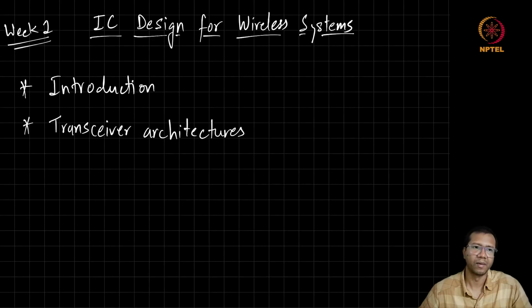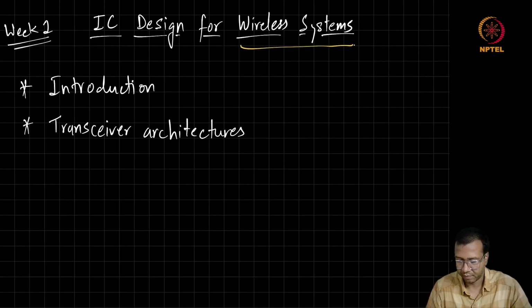This is week 1 of the IC Design for Wireless Systems course. In this week, we will be covering an introduction to what a wireless system is, and then we will move on to discussing various architectures which can be used to design a wireless system. To start, let me give a brief introduction to what a wireless system is.